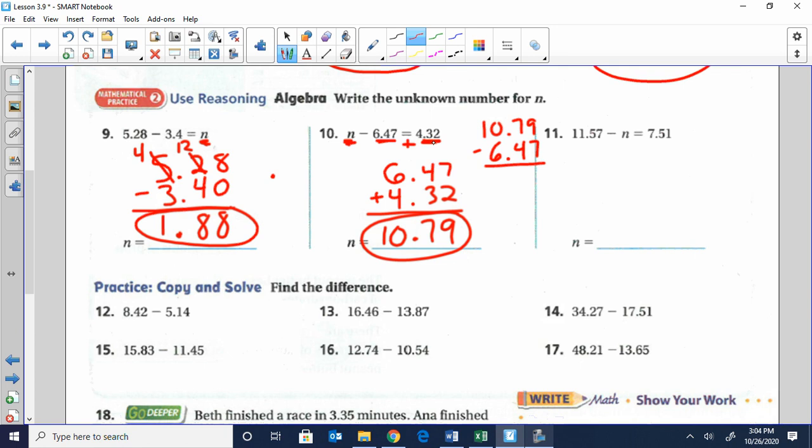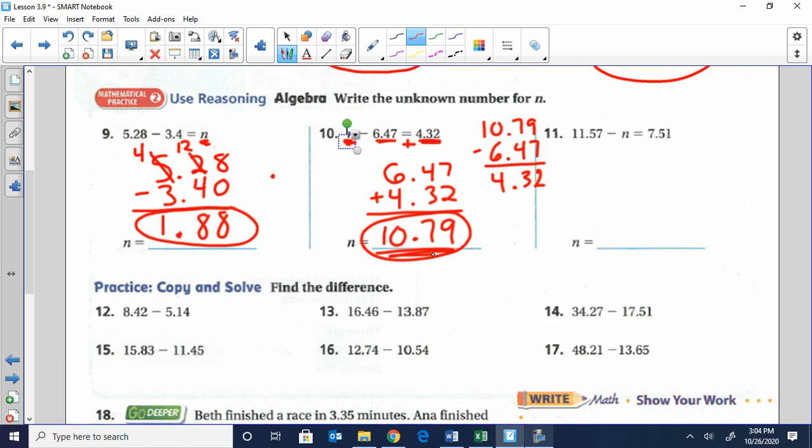9 minus 7 is 2. 7 minus 4 is 3. And then 10 minus 6 is 4. And we indeed get the difference of 4 and 32 hundredths. So the missing number here was 10 and 79 hundredths.